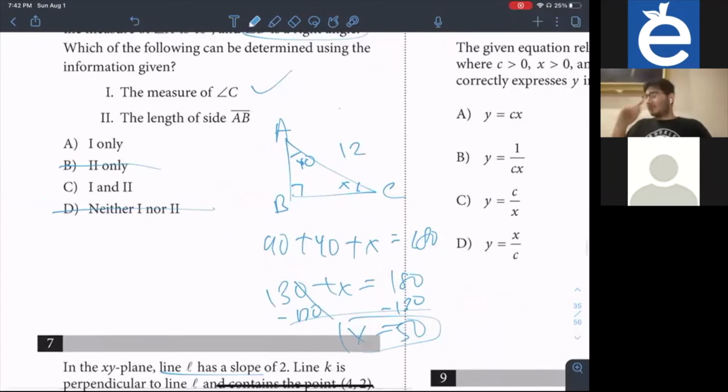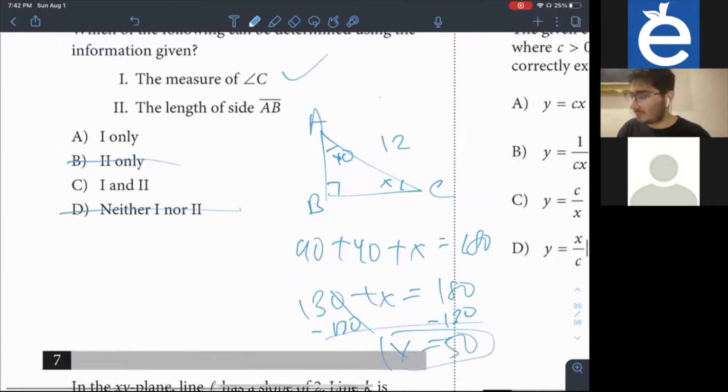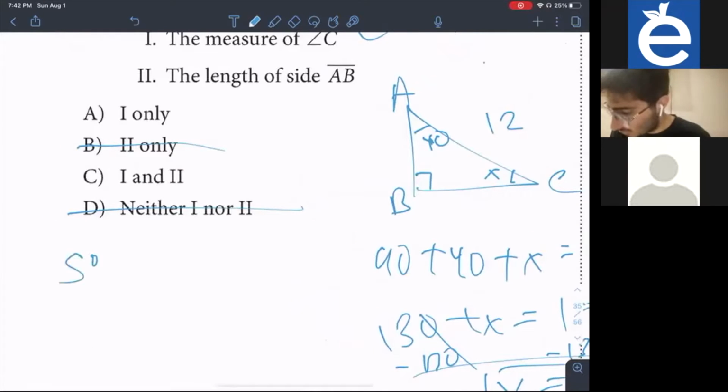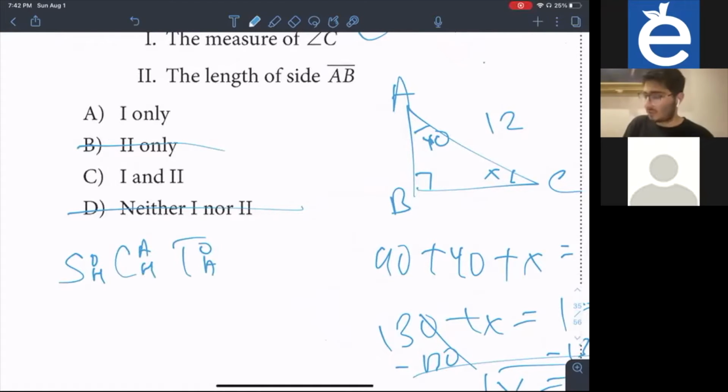At first, someone might think that you cannot find it, but in actuality, you can. You just have to use trigonometry. You have to use one of the ratios, SOHCAHTOA, where it's sine, cosine, and tangent. Sine is the opposite over hypotenuse, cosine is adjacent over hypotenuse, and tangent is opposite over adjacent.